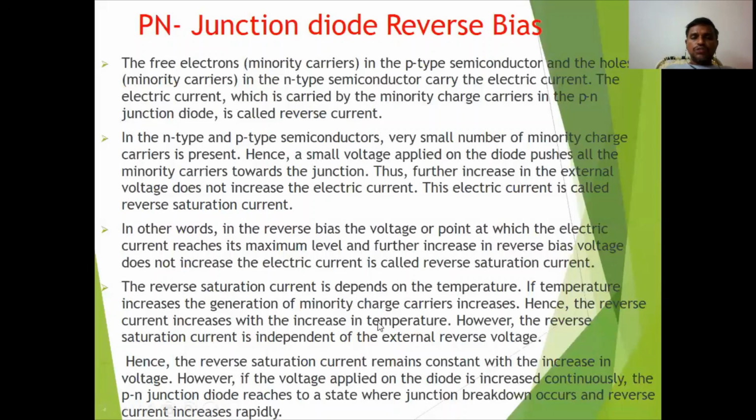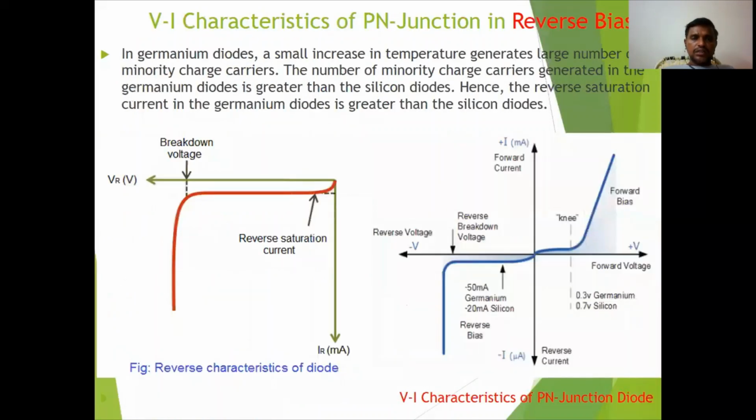So if we further increase the reverse voltage, there is a possibility of junction breakdown. If the applied voltage on the diode is increased continuously, the PN junction diode reaches a state where the junction breakdown occurs and the reverse current increases rapidly. We will see how the increase in the current happens. So this is the VI characteristics of a PN junction in reverse bias condition.